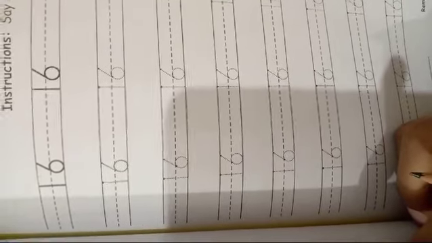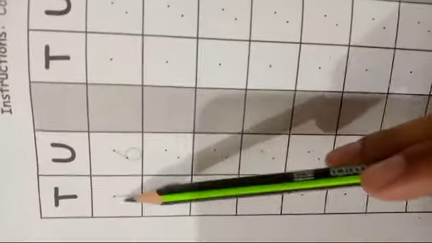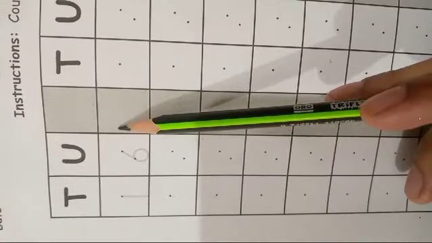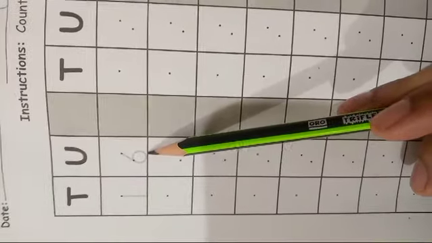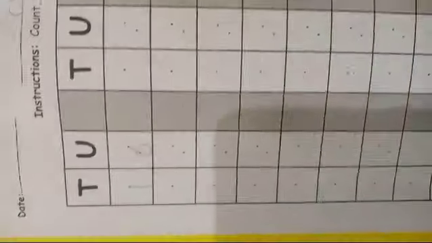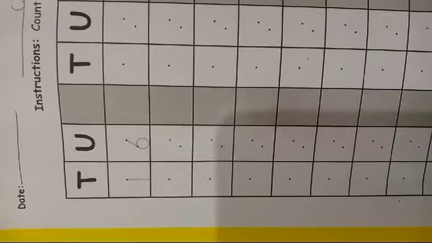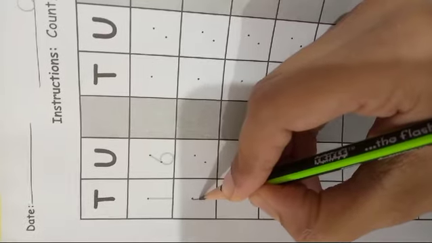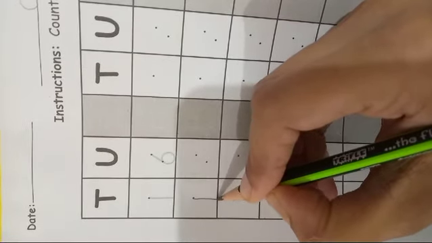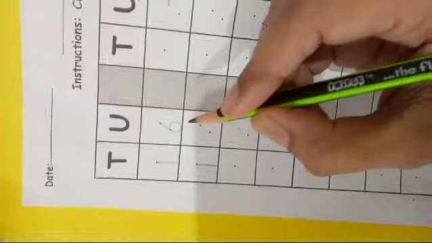Now I'm telling you how to write the number 16 without dots. Here are two boxes. One box is T for tens and the second box is U for units. We write the number 1 in the tens box and we write the number 6 in the units box. First we write the number 1, then we write the number 6. 1, 6, 16. So here is one dot, put the pencil here and come down straight, touch the line and leave the pencil. It's number 1.